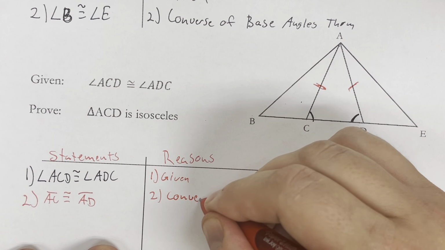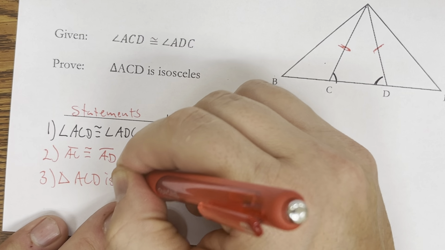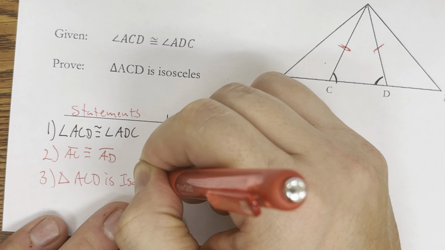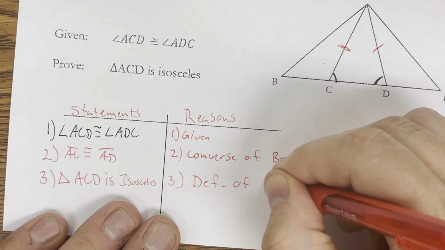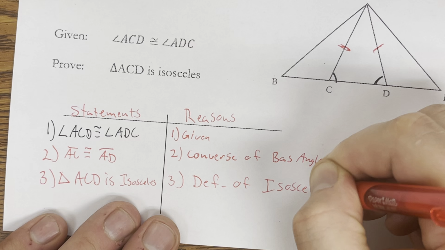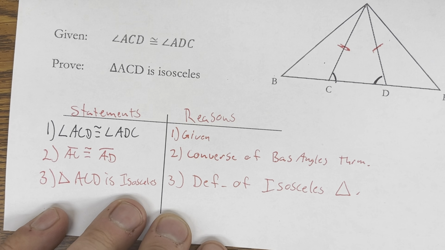Okay, now for us to state that the triangle is isosceles, well, we can. It has two congruent sides. So step 3, triangle ACD is isosceles. Reason, definition of isosceles triangle. If it has two congruent sides, then it is isosceles.